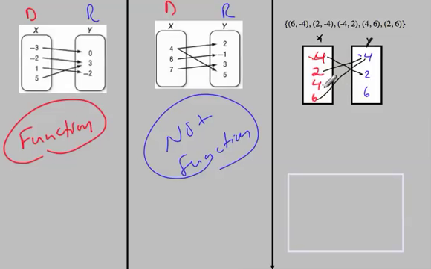4 can lead to 6. Still, every input has only one output. Now 2 can lead to 6. And there's an issue. When I look at -4, it only leads to one output.